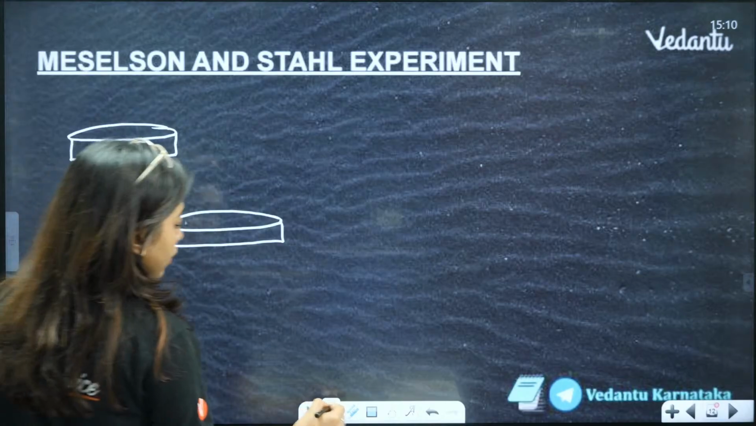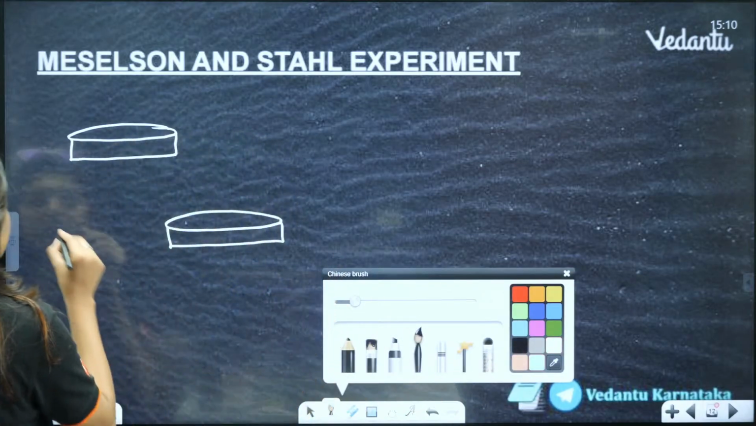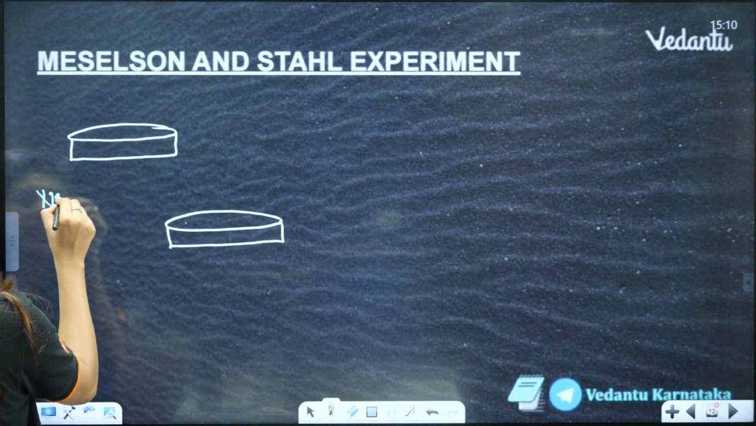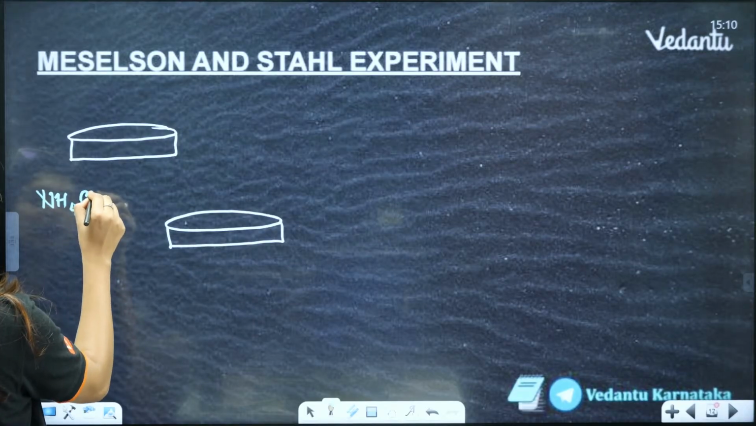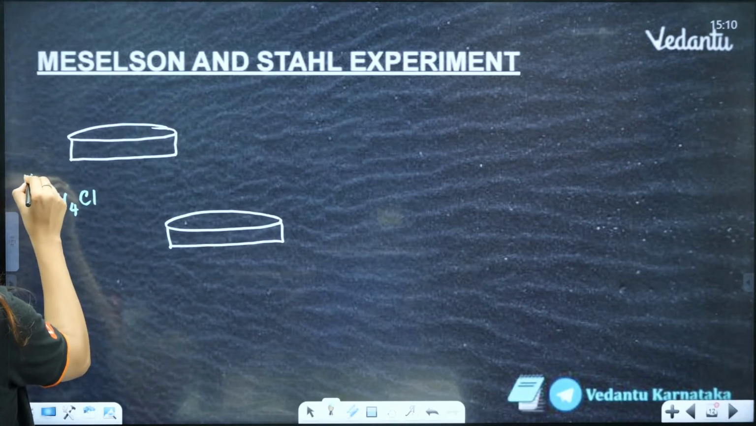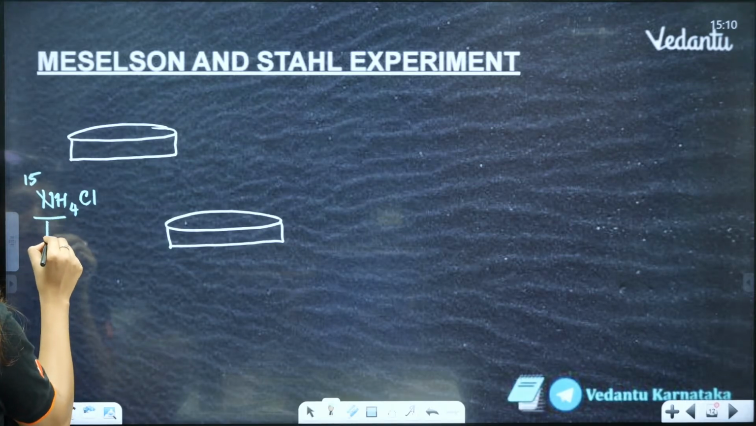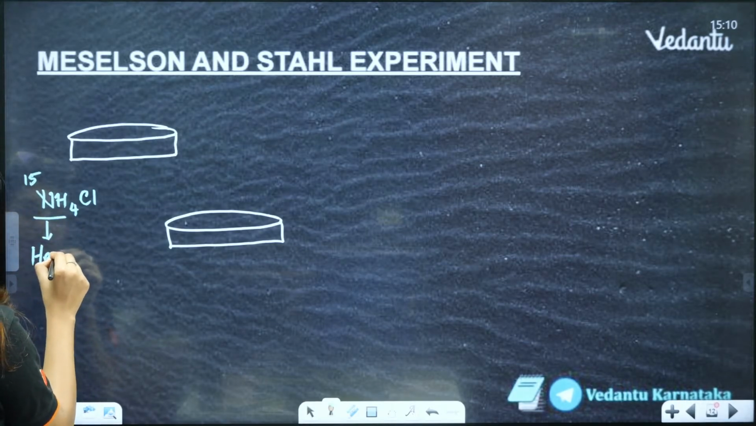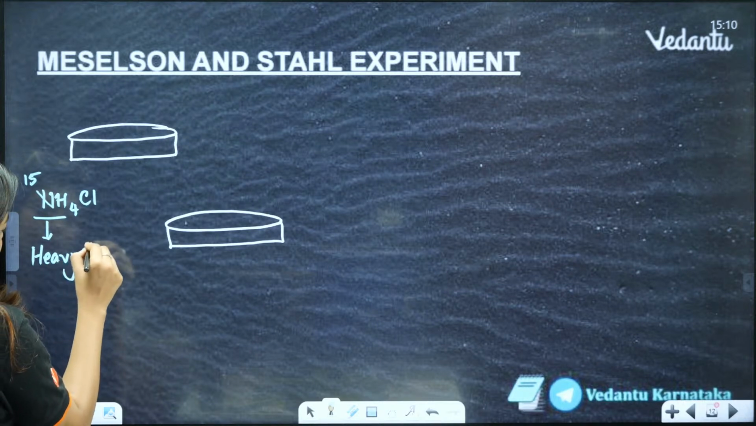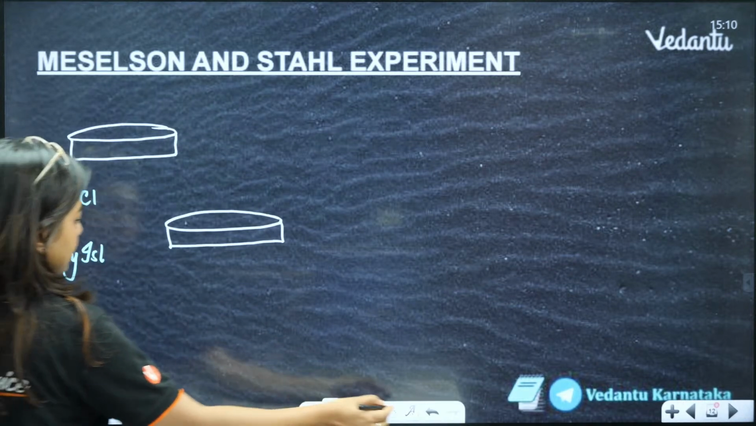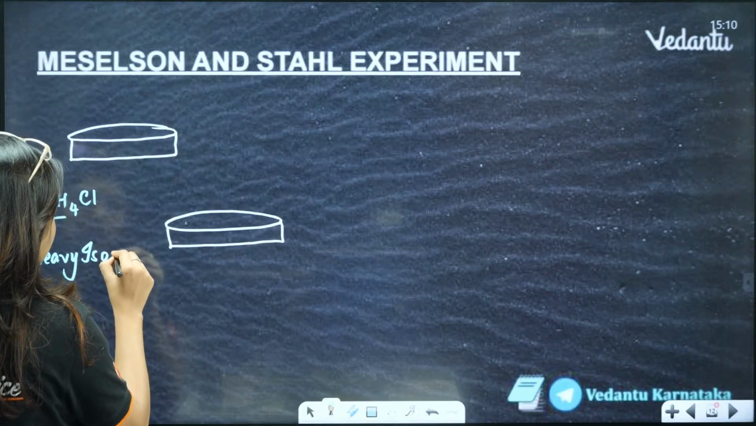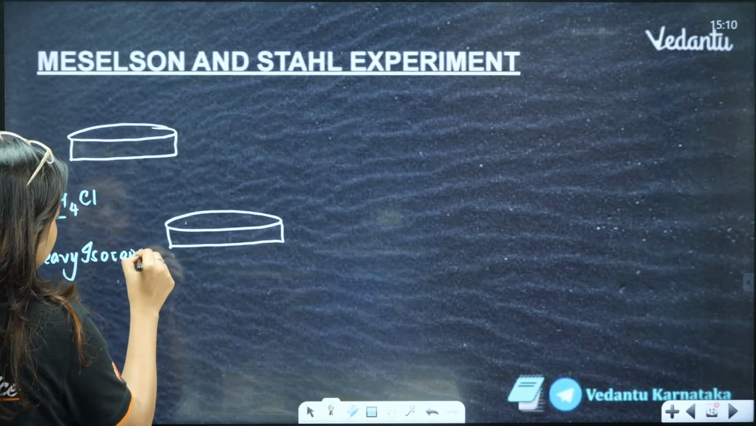Okay? So, the first Petri plate. Here, the solutions we are taking: one is NH4Cl, ammonium chloride, but the heavy one. This is a heavy isotope. Remember, it's not radioactive. It's just a heavy isotope. I hope all of you know what an isotope is. Don't ask me. It's a heavy isotope.